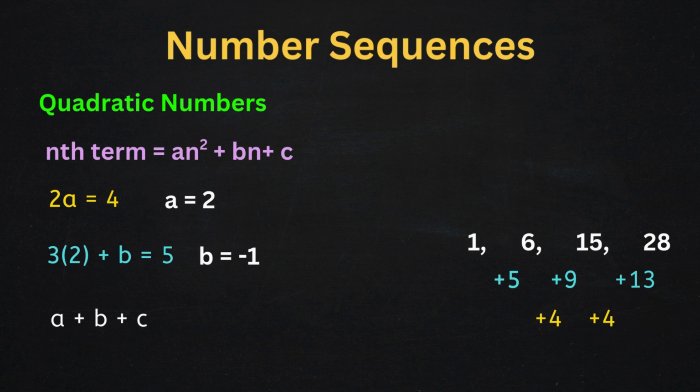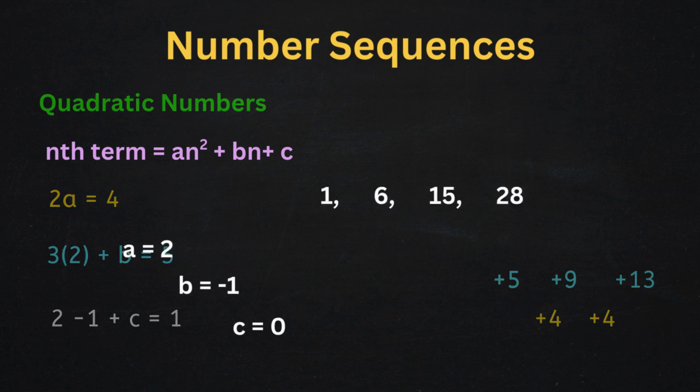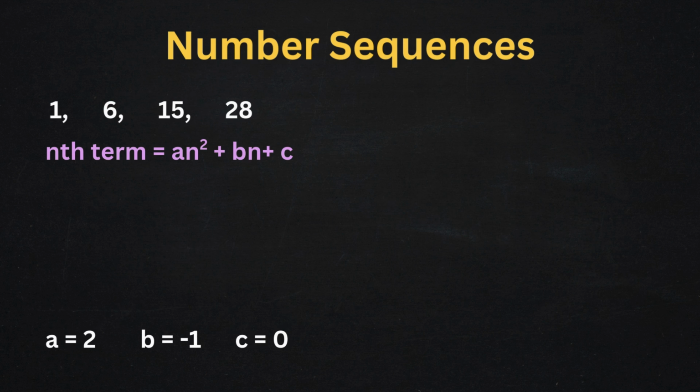Finally, using a plus b plus c, we plug in the values of a and b, which we have just calculated, and equate it to 1 to find c. Here we got 2 minus 1 plus c equals 1. So c comes out to be 0. Since this is a quadratic sequence, its nth term will be an squared plus bn plus c. We have the values of a, b, and c, and we write the nth term as 2n squared minus n. We don't write plus 0 as it has no effect.